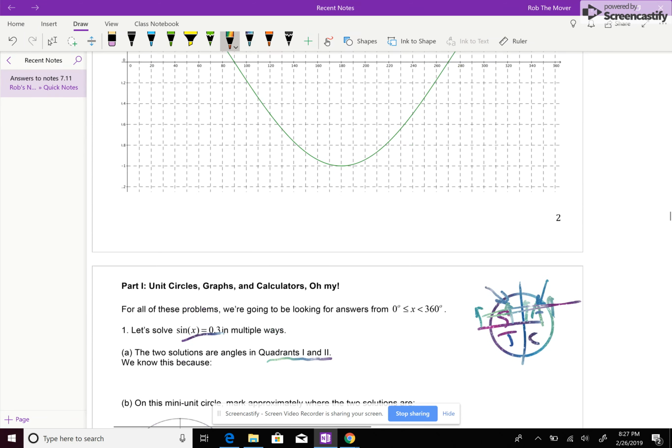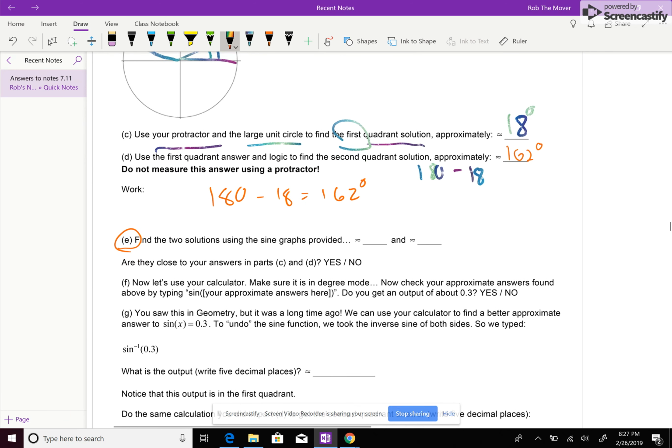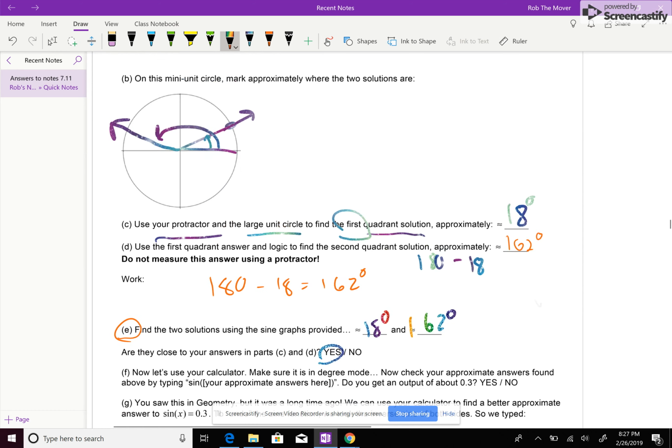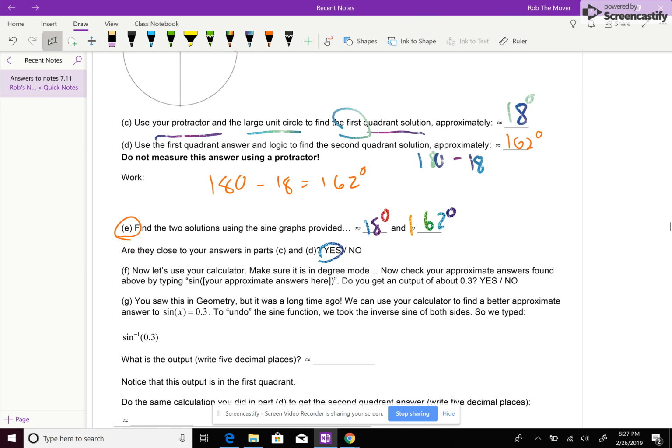So going back up here, again, using the sine graph, we're approximately 18 and 162, right? Now, it's not going to be perfect. We're approximating. They do look close to my answers from part A. I kind of knew what the answers were in parts A, B, and C, or whichever one had our answers. So we knew it was going to be approximately that, but you should be checking, right? If you got 28 here, then you did something wrong either on the graph or on the unit circle.